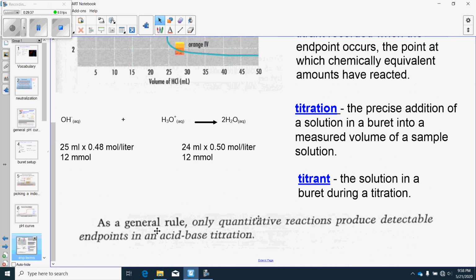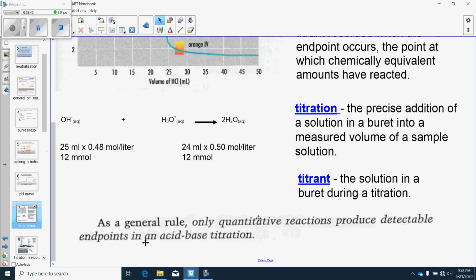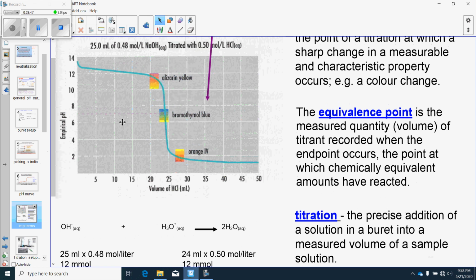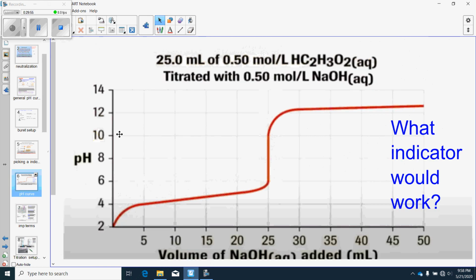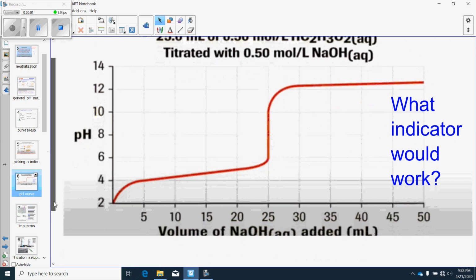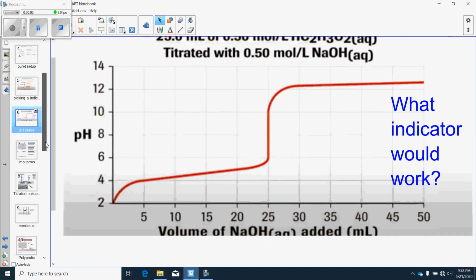Okay, and we'll talk more about this general rule. The fact that quantitative reactions produce detectable endpoints. So here, there's 1 drop. So we have one endpoint. You have to have this drastic drop to have an endpoint. So there's one quantitative reaction happening here. Here, one drop or one rise. So there's one endpoint. If you count your endpoints, you count your quantitative reactions, and that's what we're going to be doing in the next video.